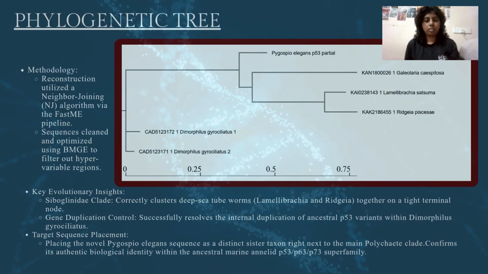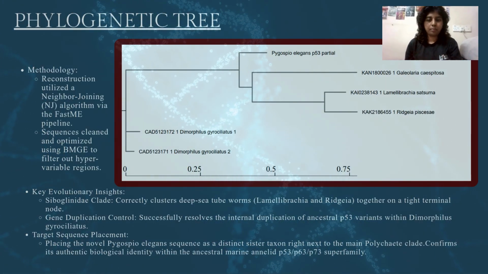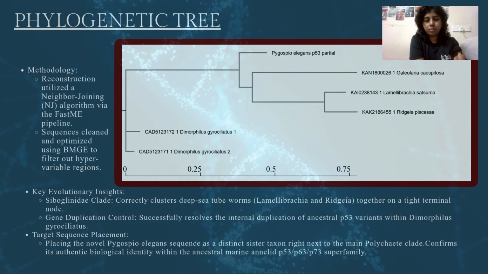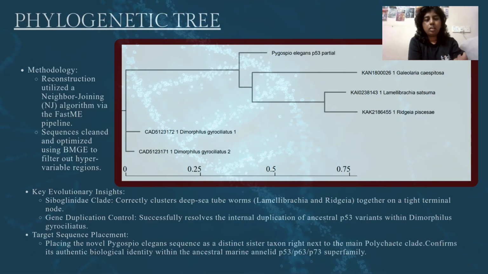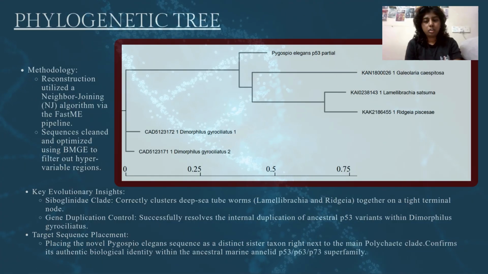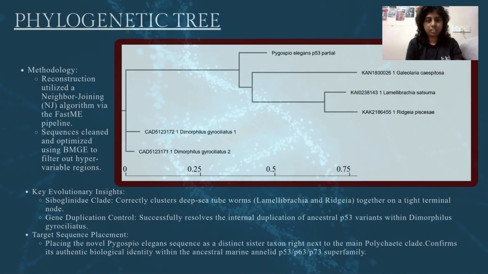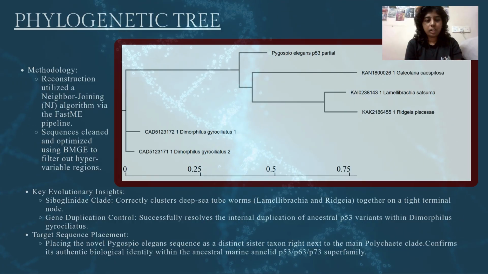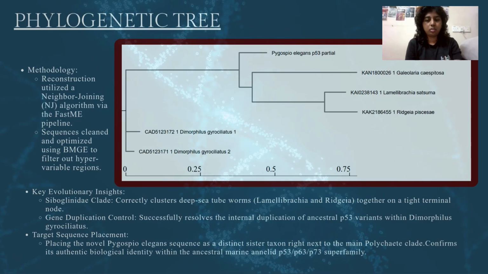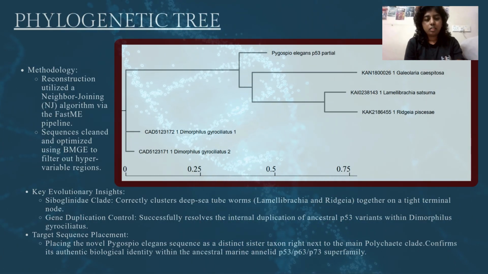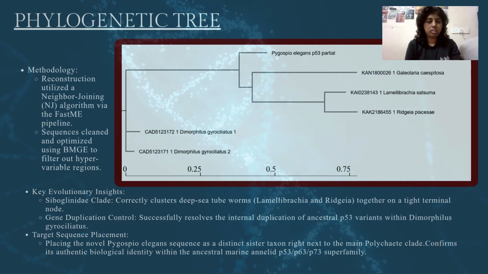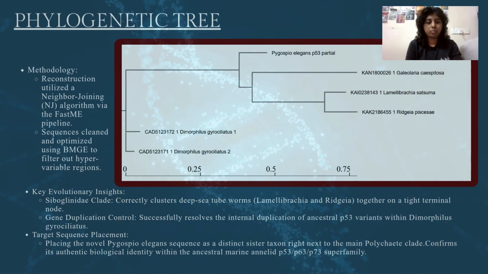And finally, to address our target sequence placement. So the novel Pygospio elegans P53 partial sequence branches out at a distinct node immediately ancestral to the main polychaete clade. So while our primary BLASTP screen shows that it has strong sequence identity with Regia pisacea, this tree reveals its true evolutionary trajectory and it forms its own unique line of descent right from the core group.